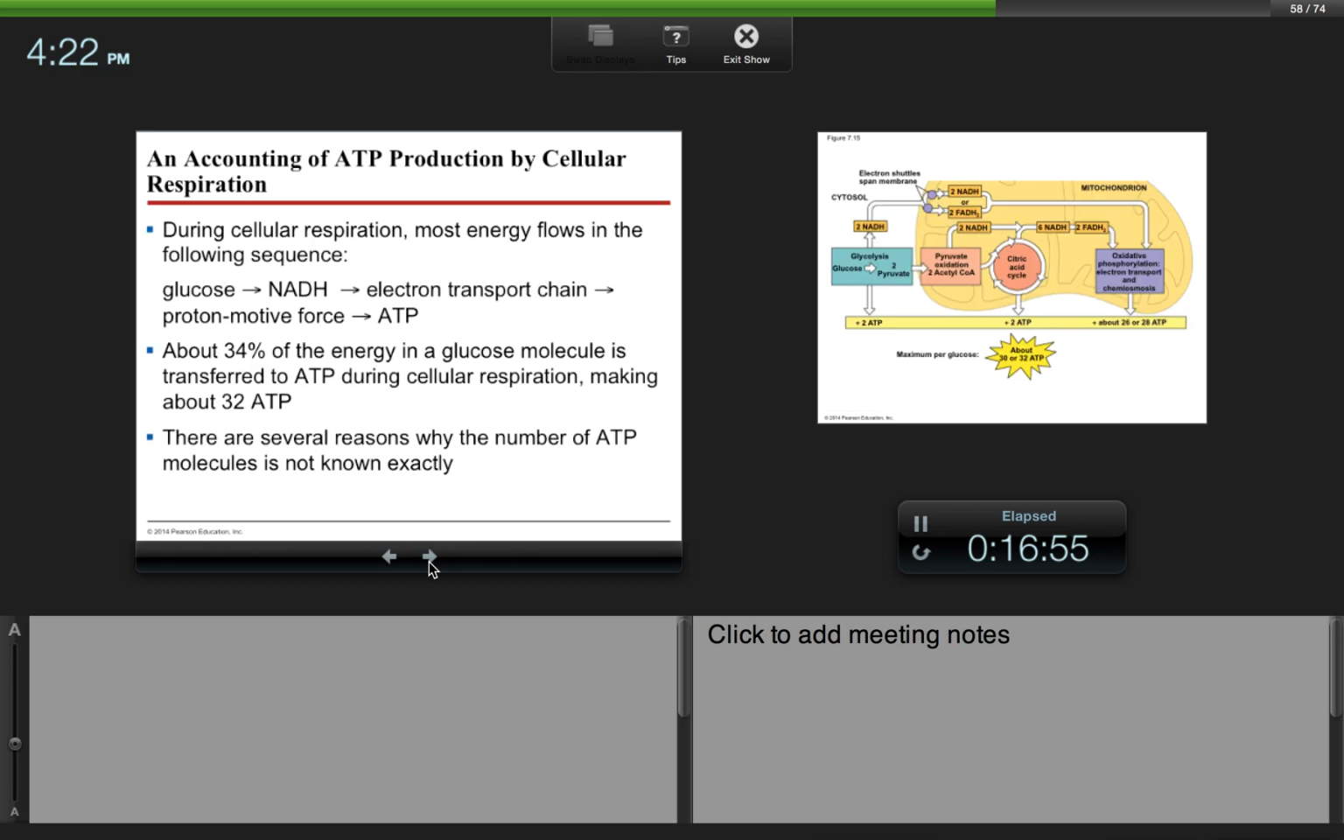So energy flows from glucose to NADH or FADH2, to the electron transport chain, to the proton motive force, to ATP.